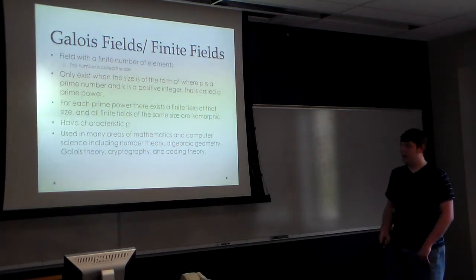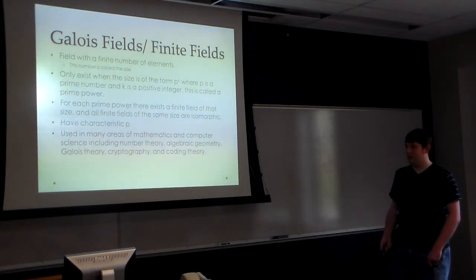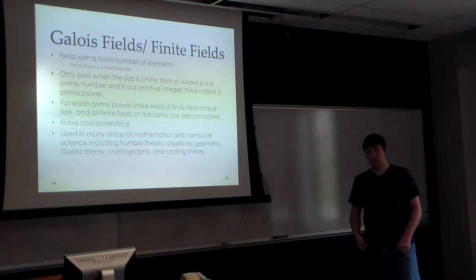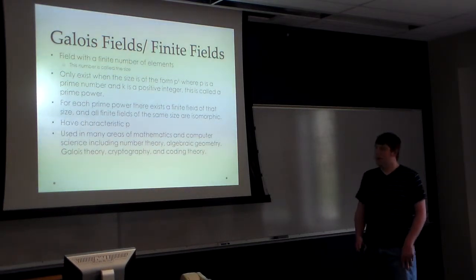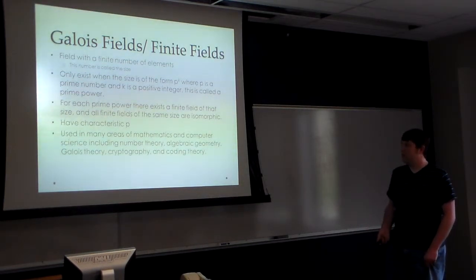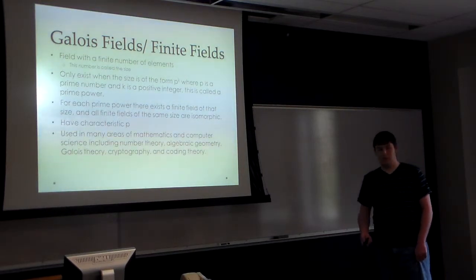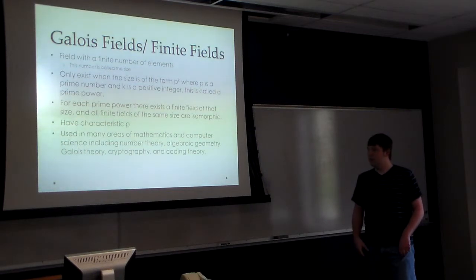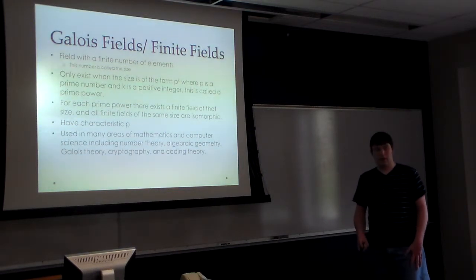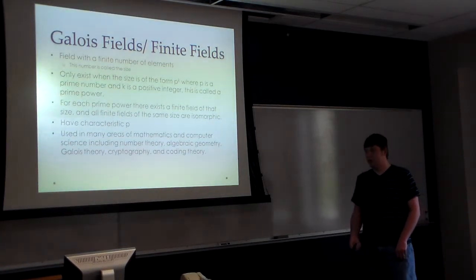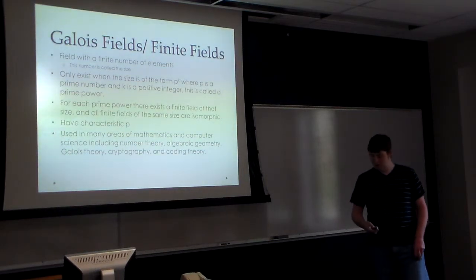So for each prime power, there exists a finite field of that size, and all finite fields of the same size are isomorphic. For all finite fields, it's of the form p to the k, and they have characteristic p. Galois fields, finite fields are used in many areas of mathematics and computer science, including number theory, algebraic geometry, Galois theory, cryptography, and coding theory.